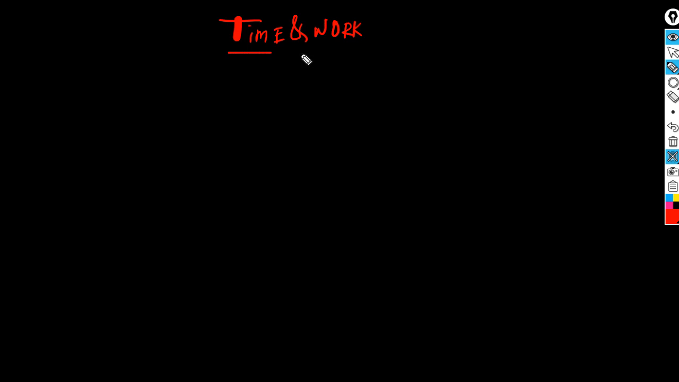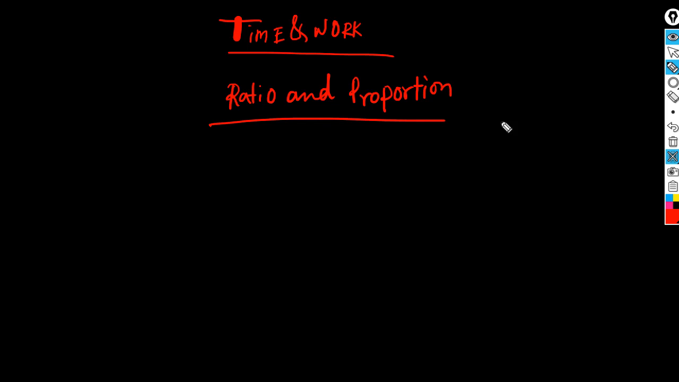This is a time and work related problem. The problems relating to time and work may be solved by the application of ratio and proportion, keep that in your mind, or by the principles of the unitary method.